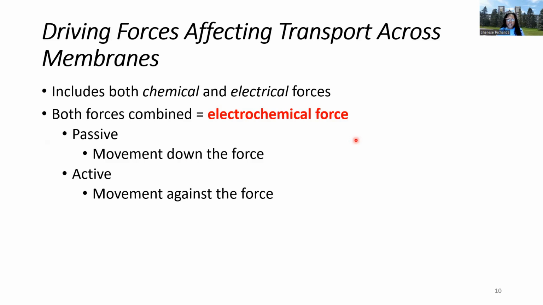And so as you begin to look at these two forces, we will talk about them individually. So we'll talk about the chemical force, and then we'll talk about the electrical force. And then we'll better be able to understand them as separate forces. And so we can combine them and think about the overall sum electrochemical force.